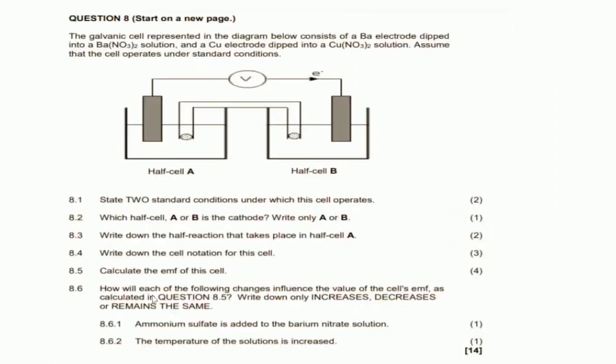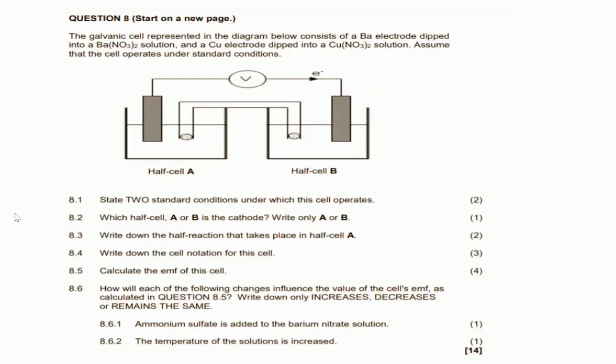Now, 8.6 says, how will each of the following changes influence the value of the cell's EMF as calculated in question 8.5? Write down only increases, decreases, or remains the same. They say ammonium sulfate is added to the barium nitrate solution. So this is the anode in the barium, and this is the cathode in the copper. If we are adding to the anode, what do we expect? We expect that this will decrease the EMF reading. So the solution here is that it decreases.